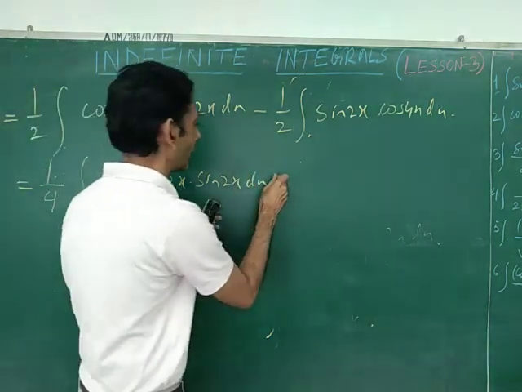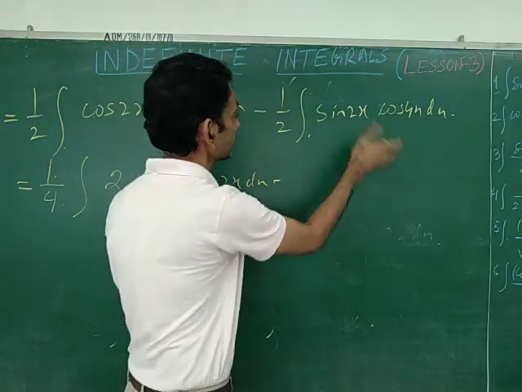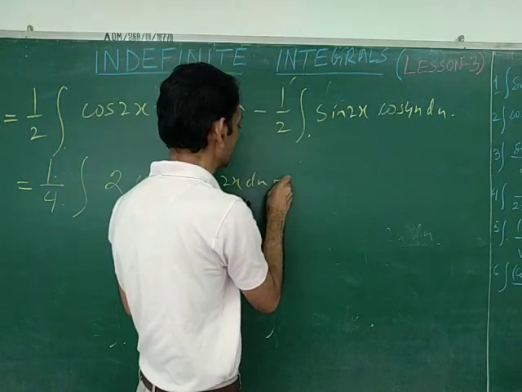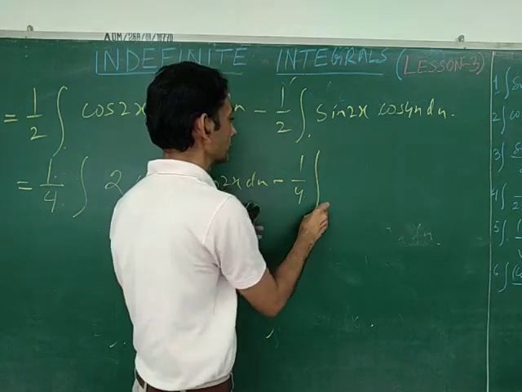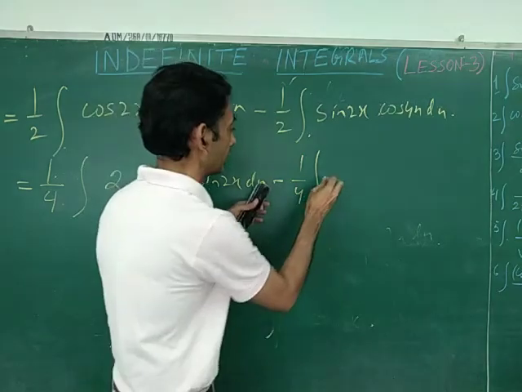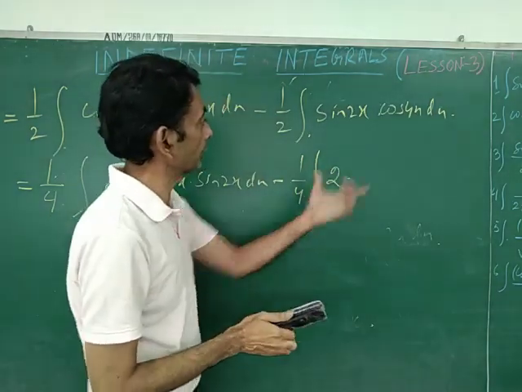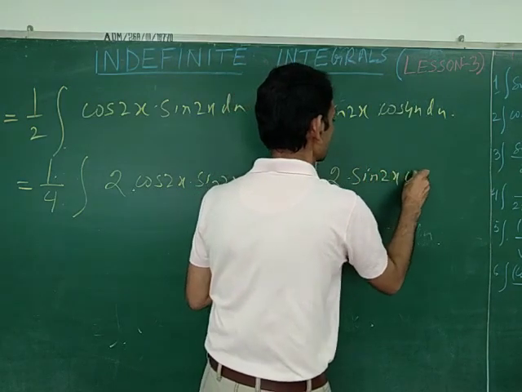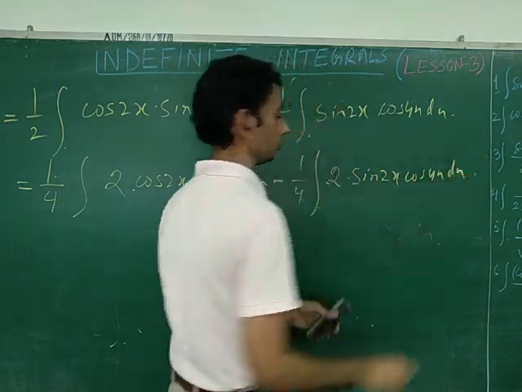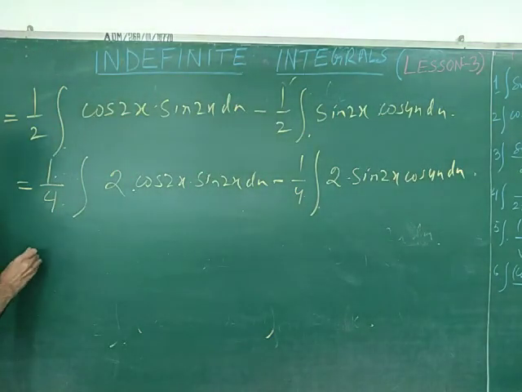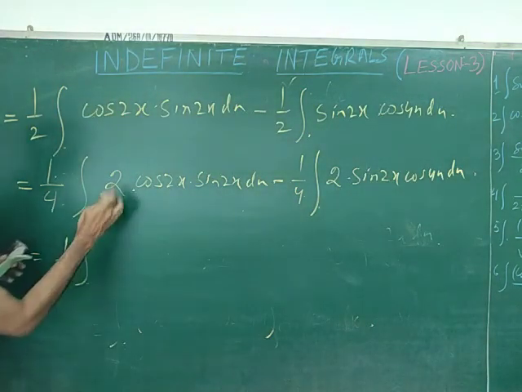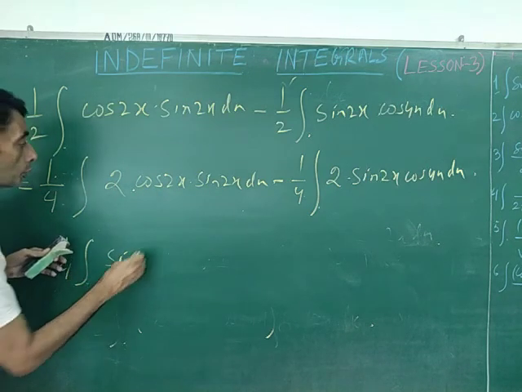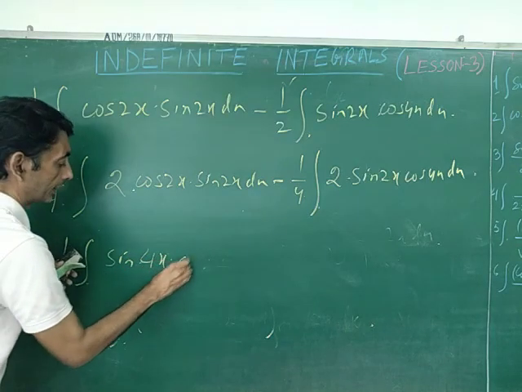Done? Now here we can use a formula for this also. We can write this as 1 by 4. Here also we multiply the denominator by 2, and in the numerator we write 2. So this is 2 sin 2x cos 4x dx. What's the next step? This is 1 by 4, and 2 sin a cos b is sin 2a, sin of 2 into 2x, that is sin 4x dx.